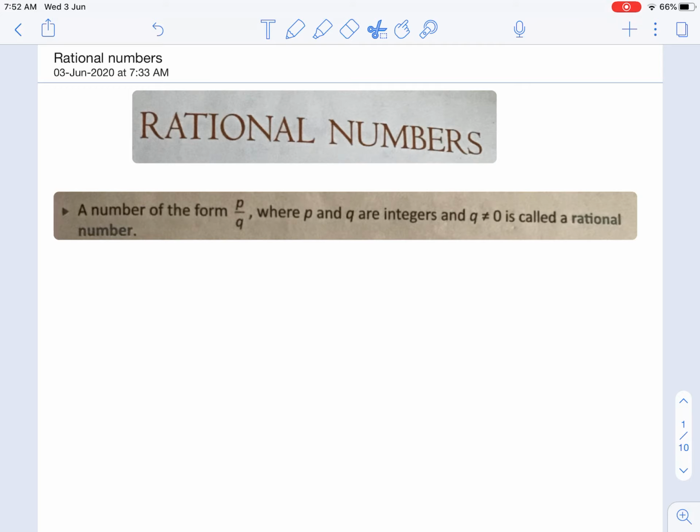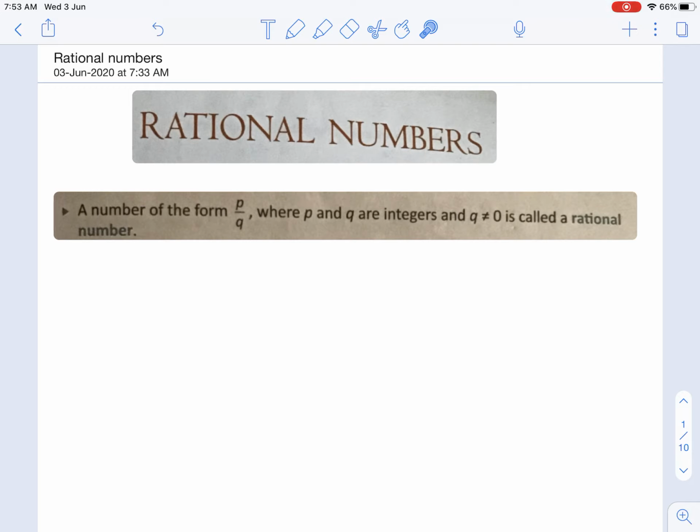So, today we are going to learn the first chapter of class 8, that is rational numbers. We have already learned about rational numbers in the previous class. Let us recall something we learned last year.